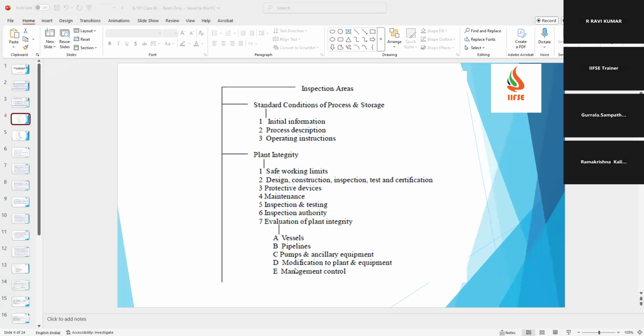Then management controls. What kind of management controls do we have? When I say management controls, they can be good controls or bad controls. The bad controls are where they always look for production. The good controls are where they prefer safety first, and production is second. So why safety first always?